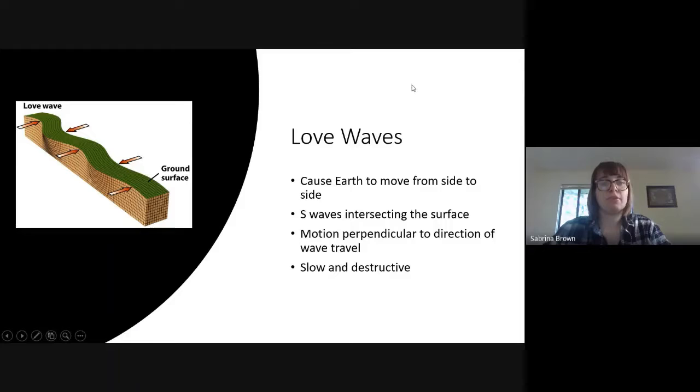And then Love waves are waves that cause the Earth's surface to move from side to side, sort of slithering like a snake. And this happens where S waves are intersecting at the surface. And so the motion of the wave is perpendicular to the direction that the wave is actually traveling, right? So the motion of Earth, this slithering motion, is perpendicular to the direction of the wave, which is actually traveling lengthwise. And again, Love waves are surface waves, so they are slow and destructive.